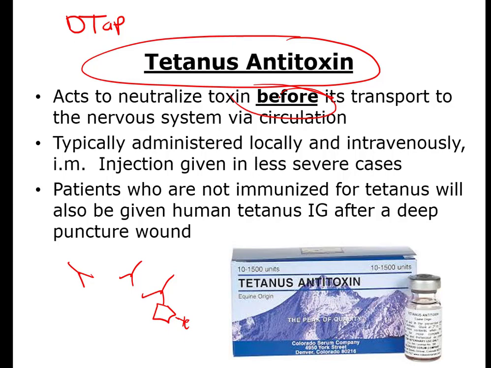So the minute somebody steps on a rusty nail, or there's an accident, car accident, whatever, this antitoxin needs to be given immediately. As soon as the titanospasmin has time to act on the neuromuscular junction, it's too late. That can't be reversed. So this antitoxin, it's so important that it's given immediately.